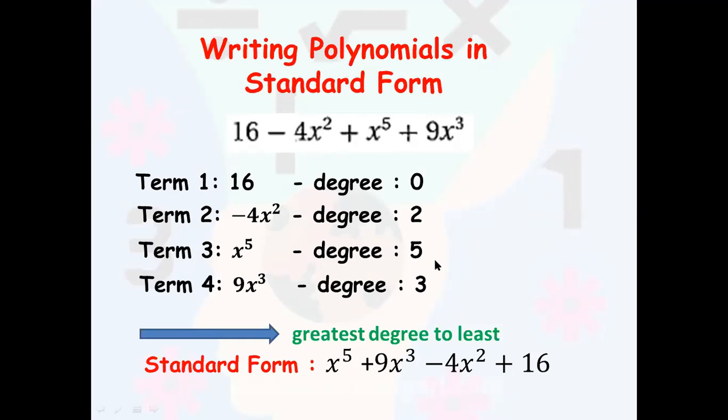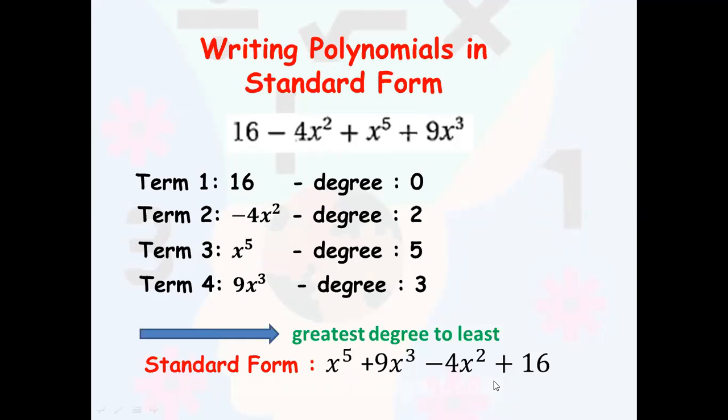So which has the greatest degree of all? This term, x to the power of 5. So we write it first. Which is the next least one? Degree 3. Which is the term for it? Plus 9x cubed. And which is the next one? It's going to be degree 2, which is minus 4x squared. And the least one is the one with degree 0, which is going to be plus 16. So this is how you write a polynomial in standard form.